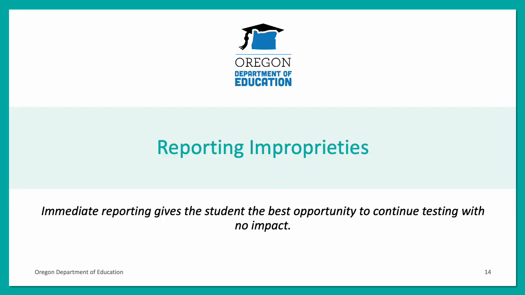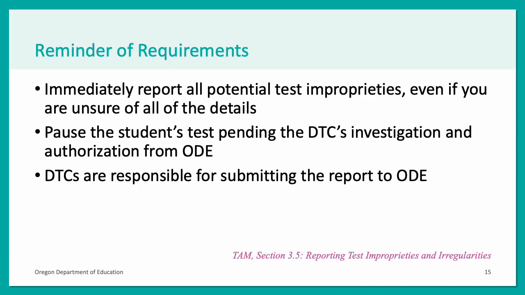Now we will review how to report improprieties. When a potential test impropriety or irregularity occurs, it is essential that the first course of action is to pause all impacted tests until the incident is reported, investigated, and resolved. Any potential test impropriety or irregularity must be reported up the chain of communication so that the incident may be investigated in a timely manner and the appropriate outcome identified as quickly as possible.